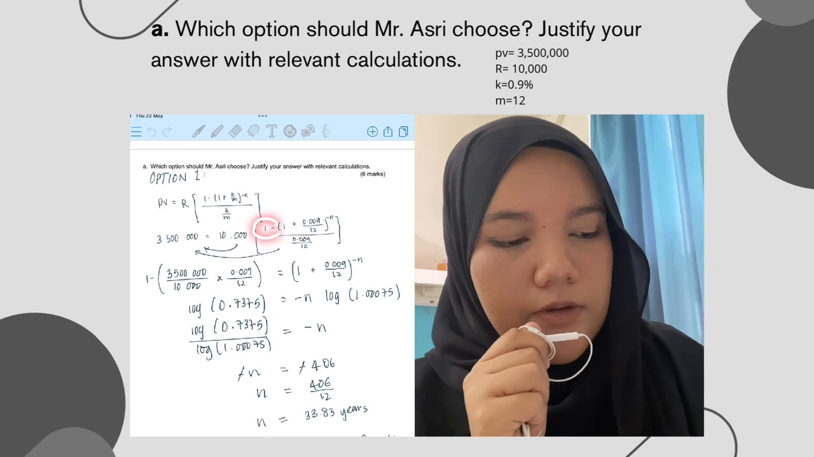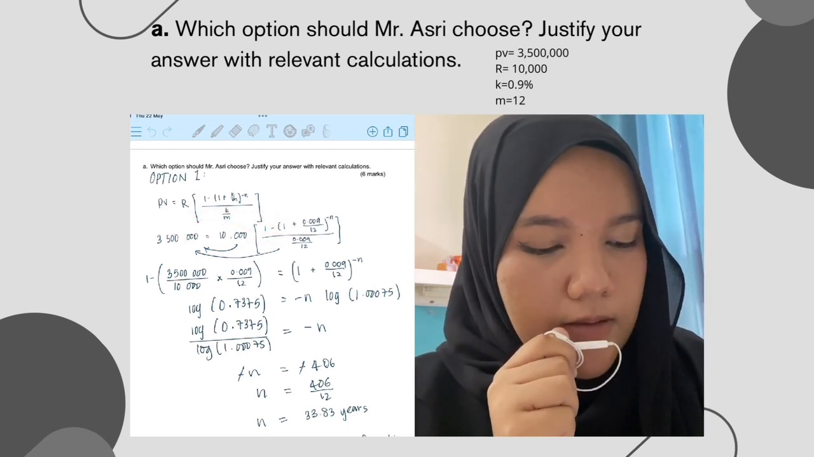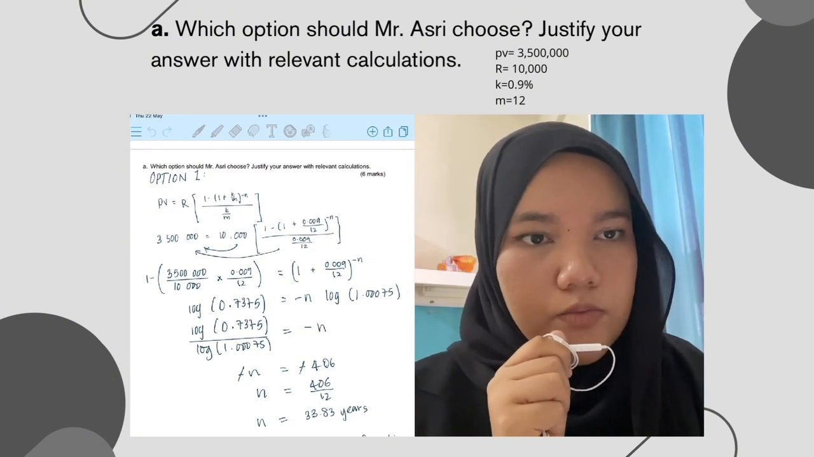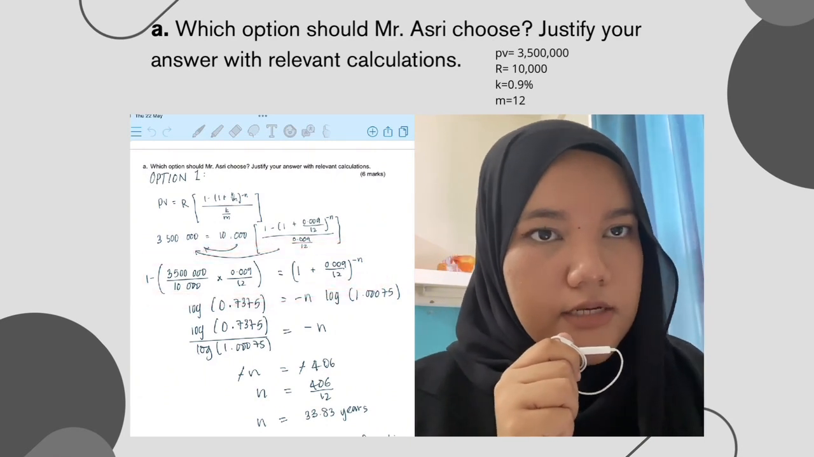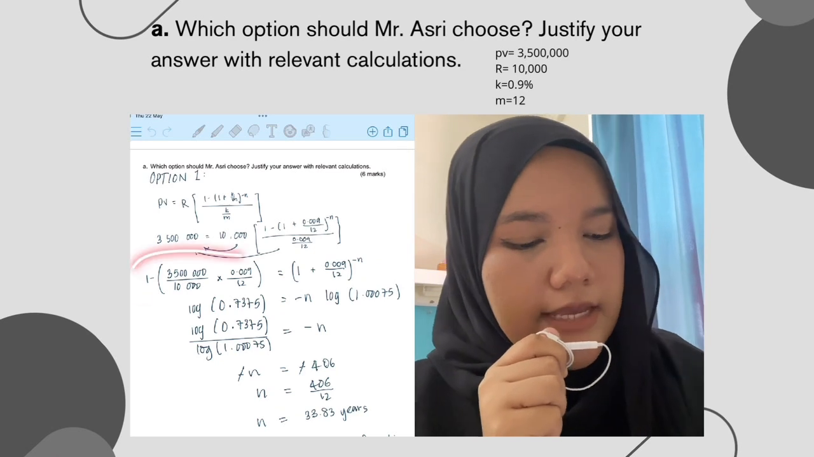Now, we need to bring the 1 minus to the other side as well. So we will get 1 minus 3.5 million over 10,000 multiplied by 0.09 over 12. So now we have this simple equation. But in order for us to add the log, we would need to calculate all of this.